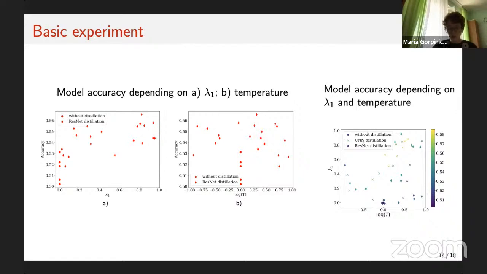The next figure plots the accuracy depending on the temperature. It shows that the accuracy is lower when the temperature is equal to 0 or close to -1 or 1. The last figure plots the accuracy depending on the temperature and lambda1. The accuracy is shown with color. Here we can see that the accuracy obtained without distillation is lower than the one with distillation.